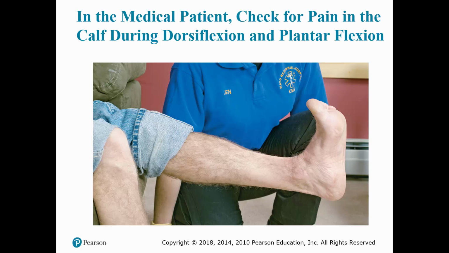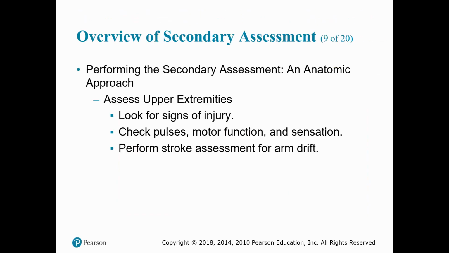And then we want to move to the upper extremities. We're looking for signs of injury. We want to check the pulses in both arms, check the motor function, sensation, perform a stroke assessment, and check for arm drift. We want to inspect the upper extremities from the shoulder to the fingertips. We want to look for deformities, contusions, abrasions, punctures, burns, lacerations, swelling.